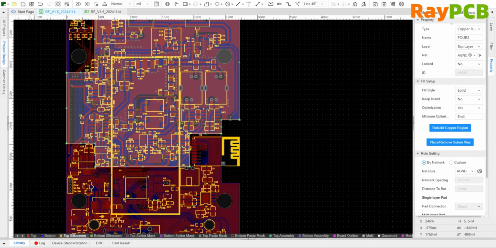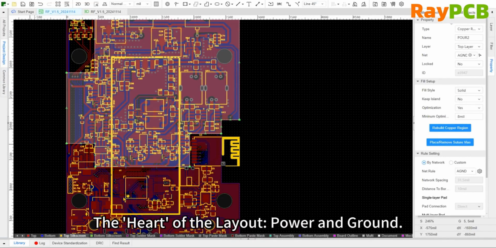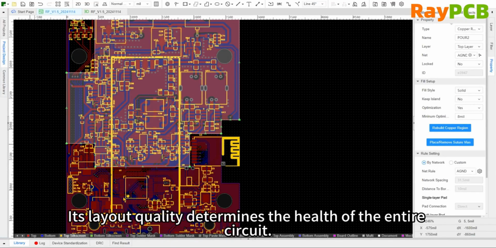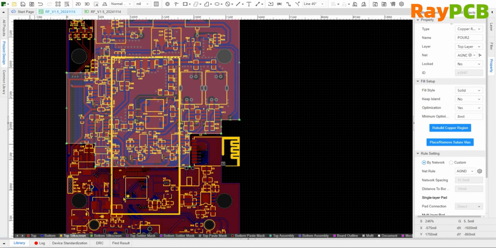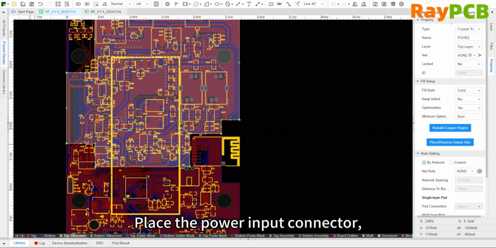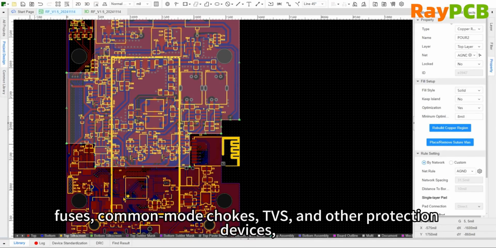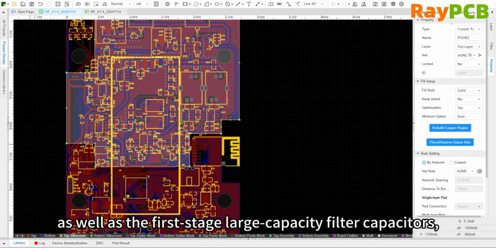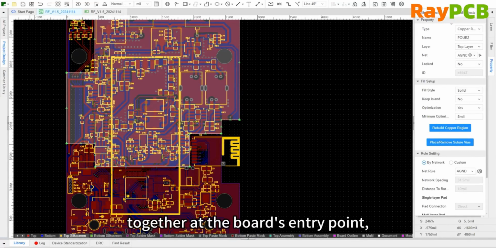Alright, layout strategy 4, the layout method for power and ground. Power is the lifeblood of a circuit, and the quality of its layout determines the overall health of the entire circuit. The power input is centrally managed. The power entry fuse, common mode inductor, protection devices, and the first stage of large capacity filter capacitors are all placed together at the board's entry point, forming a compact power zone.